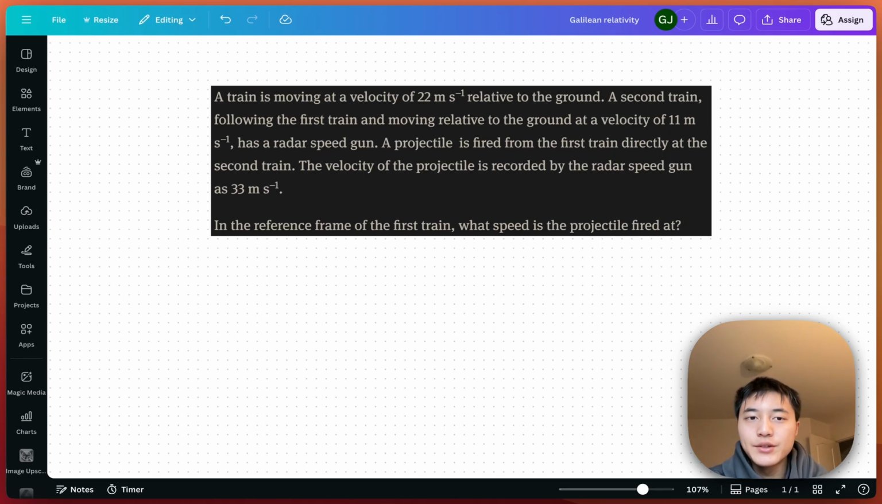Hello, today we're going to be doing a physics question and it's on special relativity. But this one is actually on Galilean relativity and we'll see why later.